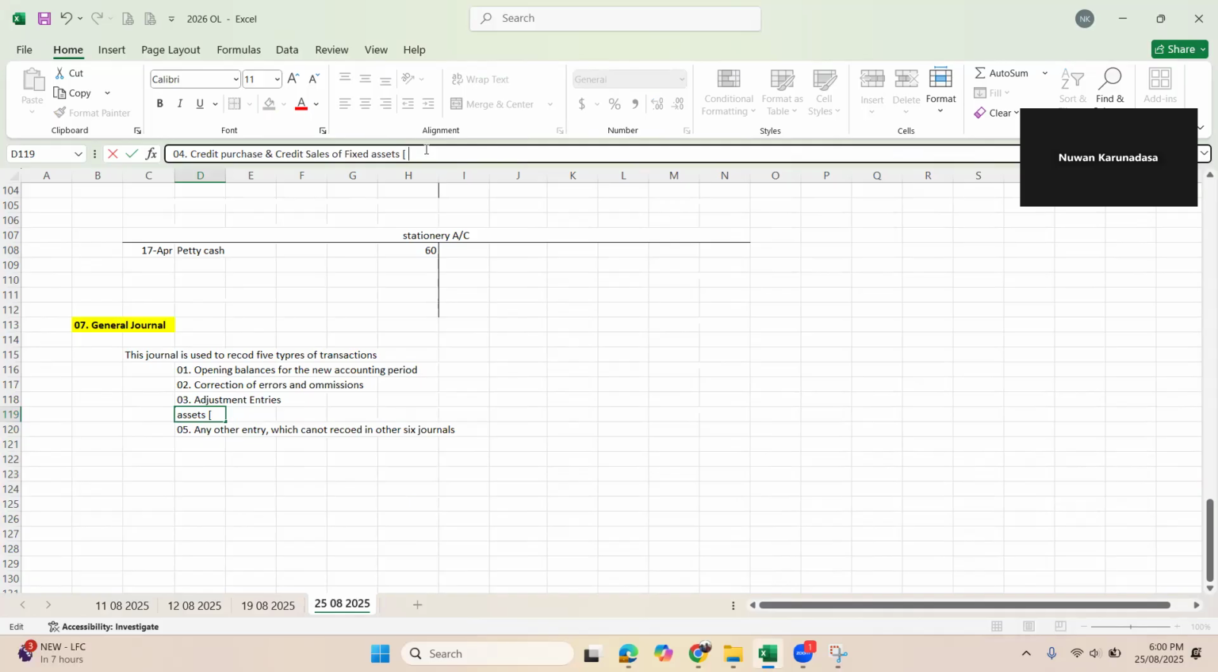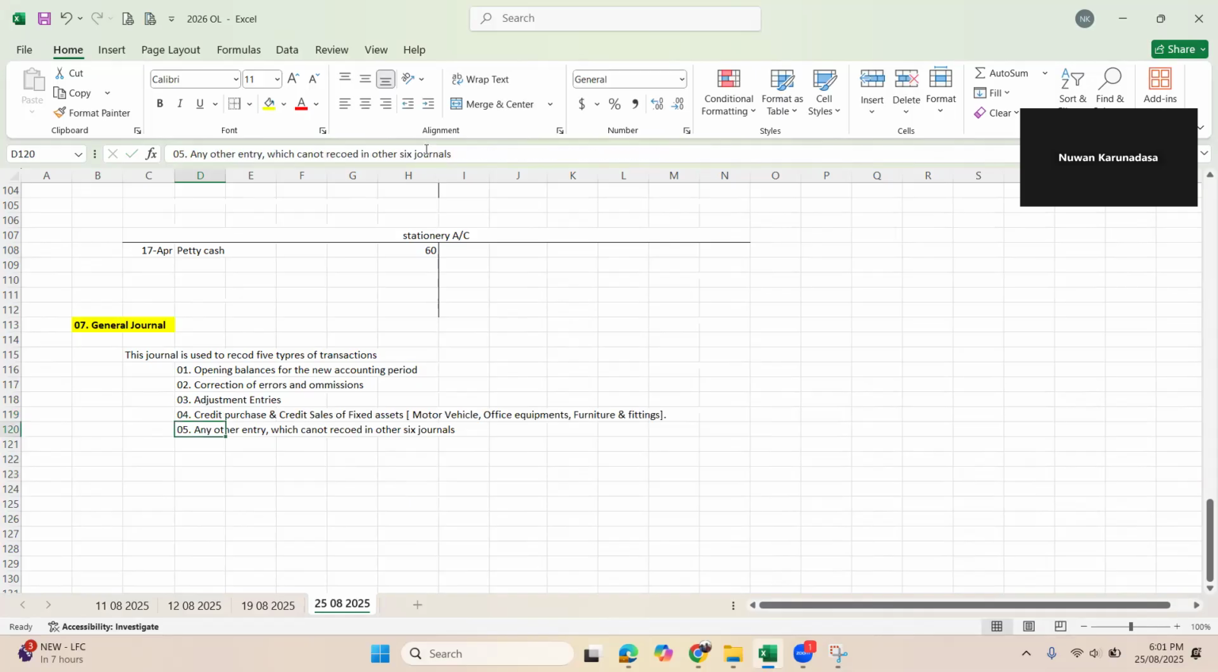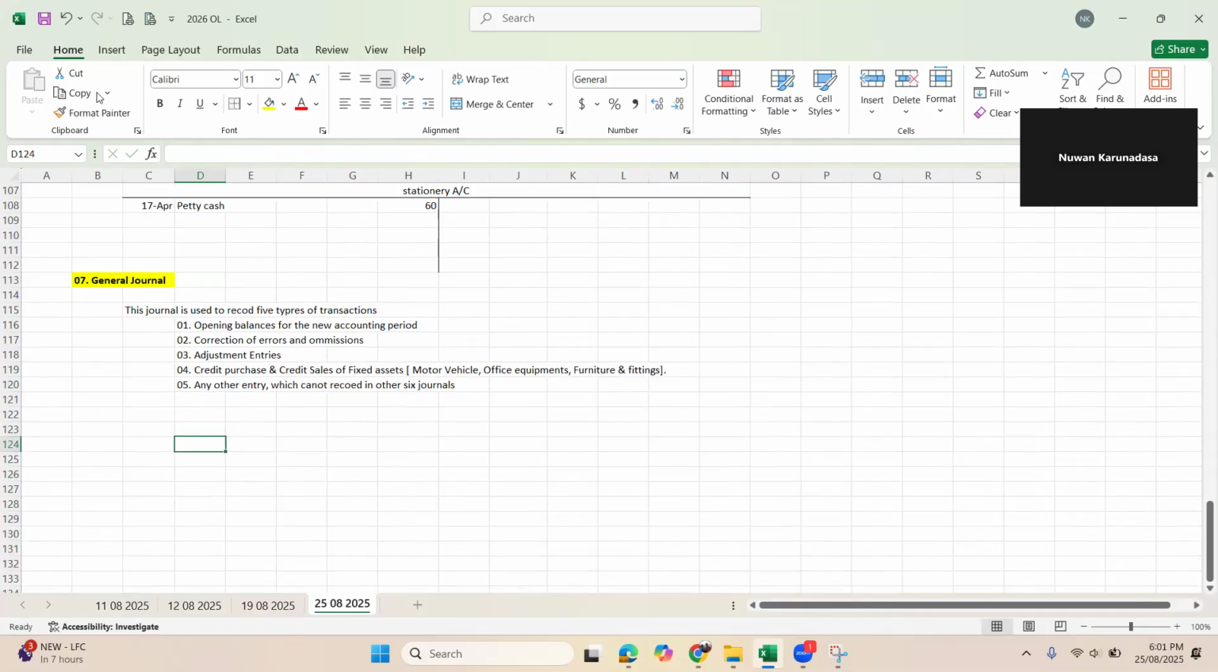Here you can say motor vehicle, office equipment, then furniture and fittings, right? Furniture and fittings. Very good. Done.